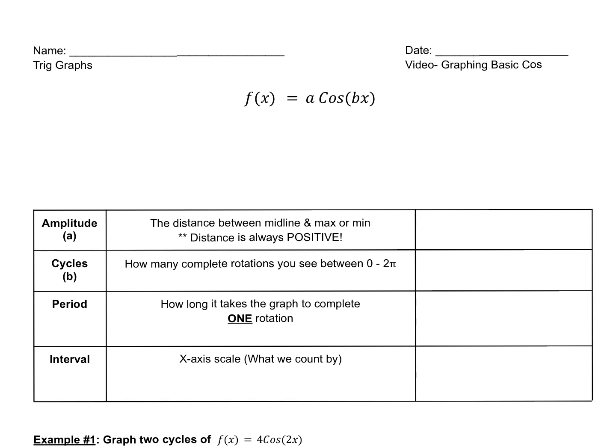Hi everyone, in today's lesson we're going to graph a basic cos function in the form a cos bx. Again, where a is our amplitude and b is our cycles. Just to refresh, amplitude is the distance between the midline and the max or min value, and since distance is always positive, we denote amplitude as the absolute value of a. B is our cycles. It just tells us how many complete rotations we will see between 0 and 2 pi.